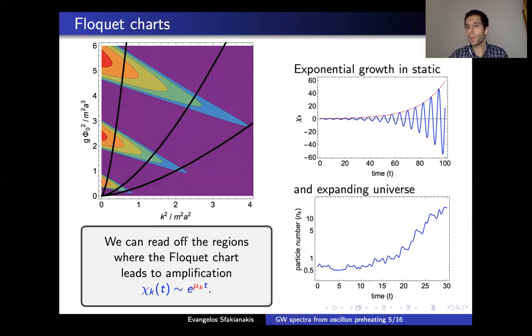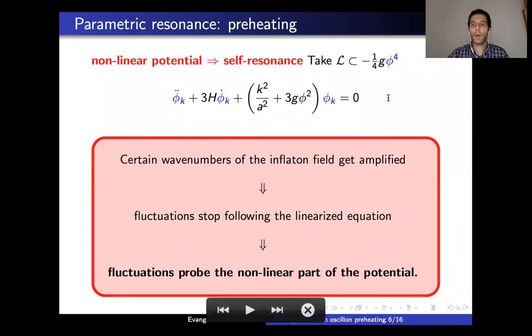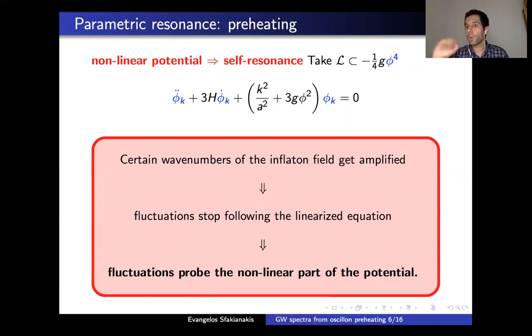of a static universe. Now, in order for this phenomenology to happen, we don't necessarily need a second field. All we need is a scalar field, the inflaton, with a self-interaction. A field with a self-interaction can again lead to parametric enhancement of certain wave numbers, so certain wave numbers of the inflaton get amplified. As they get exponentially amplified, at some point the amplitude of certain wave numbers becomes large enough that the linearized equations of motion stop being valid. So we start probing nonlinearities of the potential.